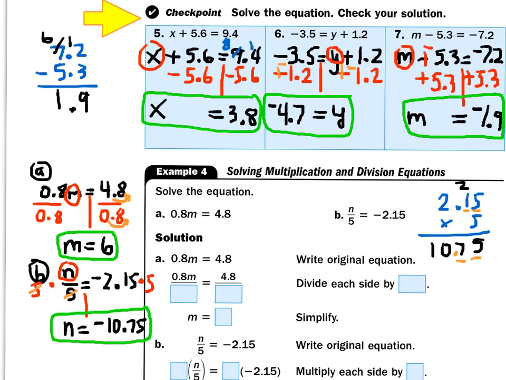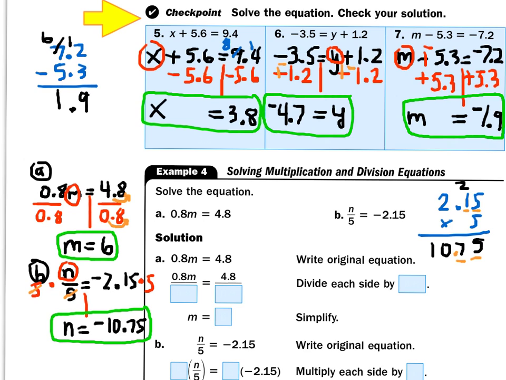Negative 3.5 equals y plus 1.2. So I copy the equation, I circle the y, I bring my wall straight down. Look at what's touching the circle, adding 1.2. So I know I want to subtract 1.2 on both sides of my wall. Well, remember with subtraction we add a line and change the sign. So here I have negative 3.5 plus negative 1.2. The signs match, so they're just going to join together.